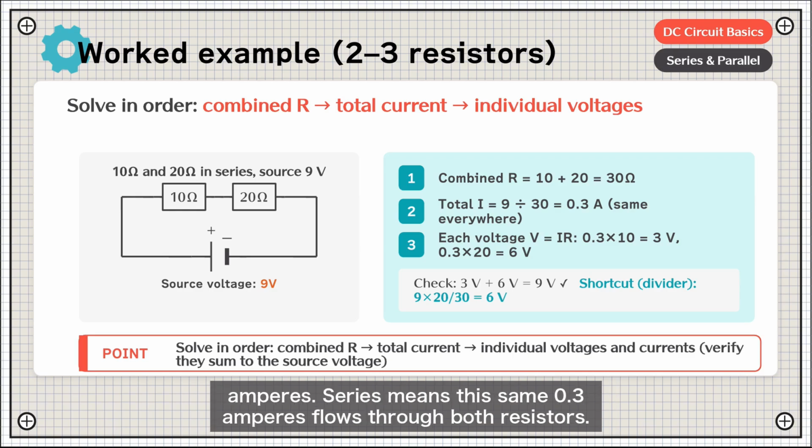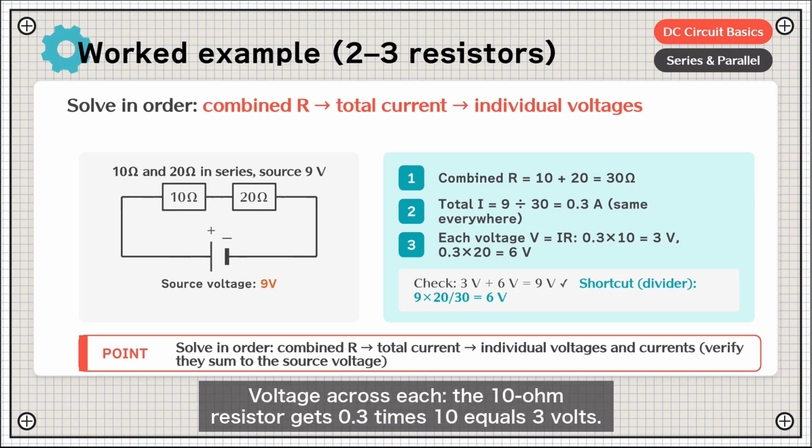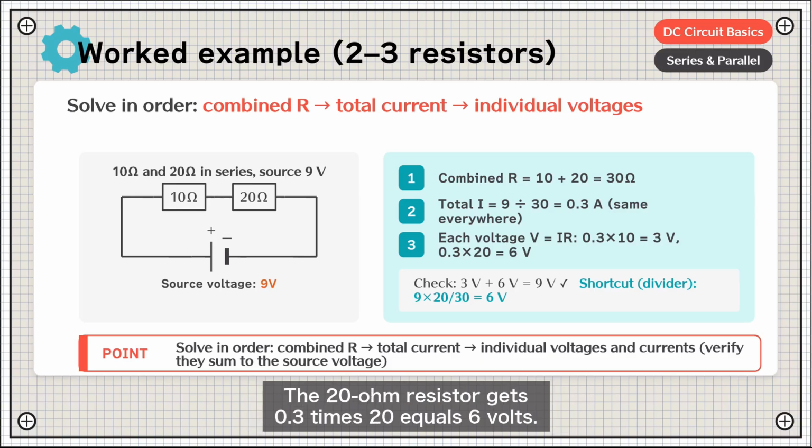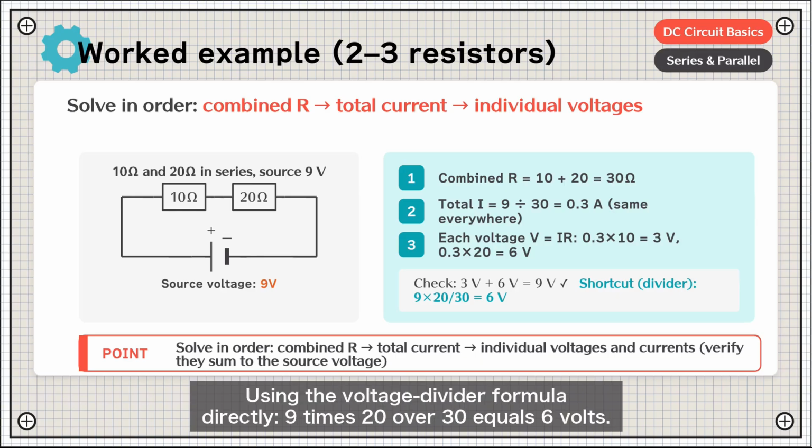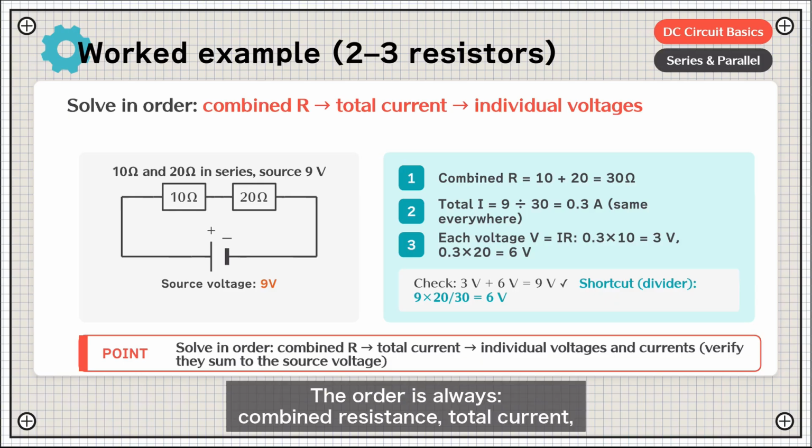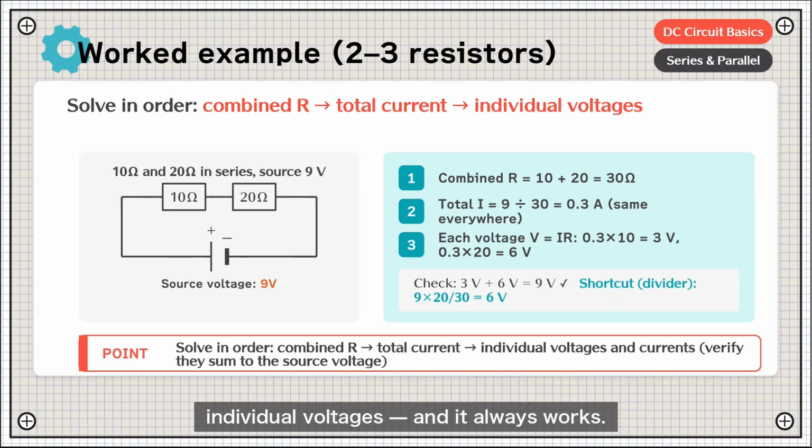Series means this same 0.3 amperes flows through both resistors. Voltage across each: the 10 ohm resistor gets 0.3 times 10 equals 3 volts. The 20 ohm resistor gets 0.3 times 20 equals 6 volts. Check: 3 plus 6 equals 9 volts, back to the source. Using the voltage divider formula directly, 9 times 20 over 30 equals 6 volts. Same answer either way. The order is always combined resistance, total current, individual voltages, and it always works.